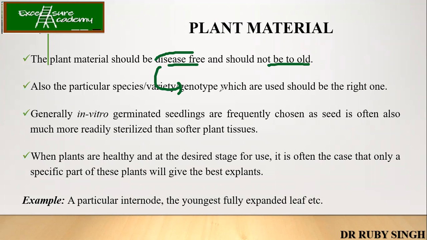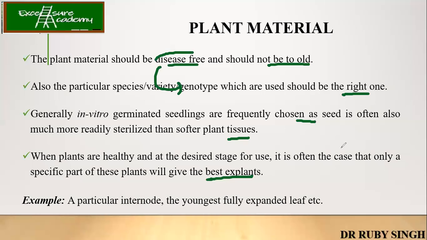Also, the particular species, variety and genotype which are used should be the right one. You just can't go into the garden or into the forest and get some random sample of leaves. You need to know what plant material you want to use for the plant tissue culture. Generally, in vitro germinated seedlings are frequently chosen, as seed is often much more readily sterilized than the softer plant tissues. Now, when plants are healthy and at the desired stage for use, it is often the case that only a specific part of these plants will give the best explants.